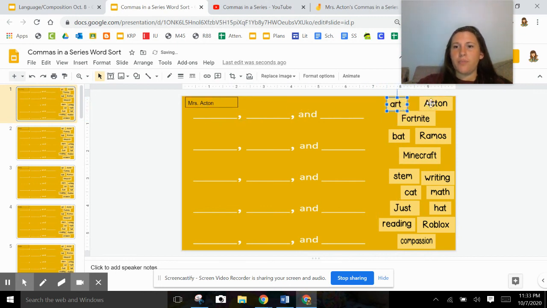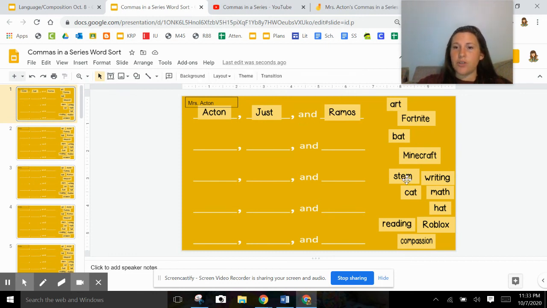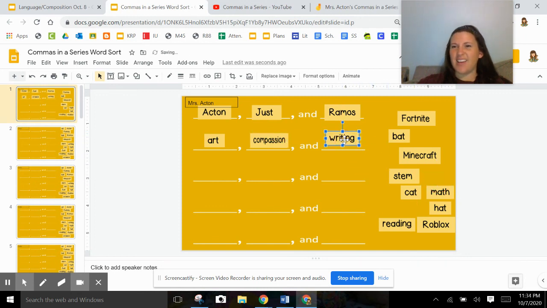But Acton, Just, and Ramos are all names of second grade teachers at Rutherford. So we've got 1, comma, 2, comma, and 3. And then next you could do art, like art class, compassion, and what's the last one? Writing. No, writing is like a subject you do in your regular classroom. I'm talking about a special area. I'll give you a hint, Miss Page teaches it.